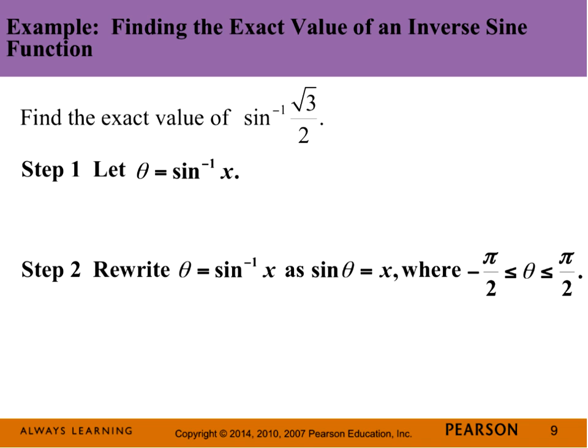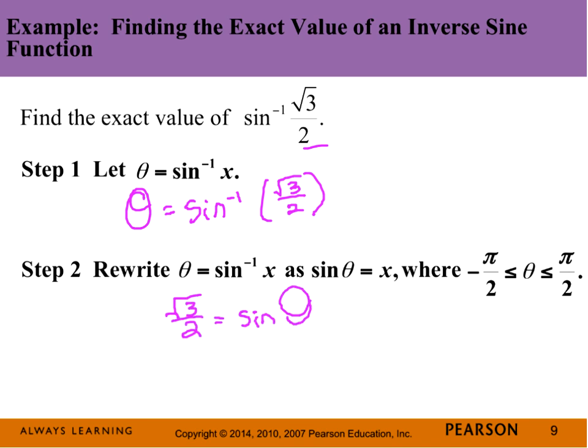So we are given the task of finding sine inverse of square root of 3 over 2. Our first step is to simply rewrite. So we want to have theta equal to sine inverse of square root 3 over 2. And now we're ready to flip-flop and say, okay, well, if this is true, then the square root of 3 over 2 has to equal the sine of theta.